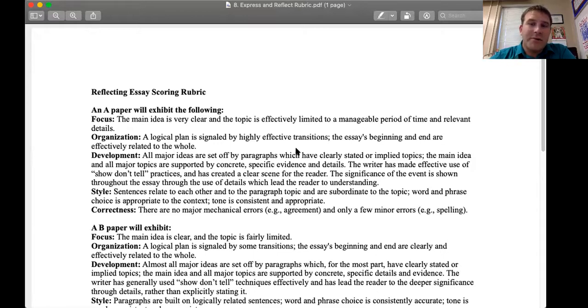How a holistic rubric will work is that I'll have 5 categories that I'll give you a grade on: focus, organization, development, style, and correctness. Those are the 5 categories I'll be giving you a grade on. Let's say I give you a B on your focus, a C on your organization, a C on your development, an A on your style, and an A on your correctness. So those are the grades that you got on each of those.